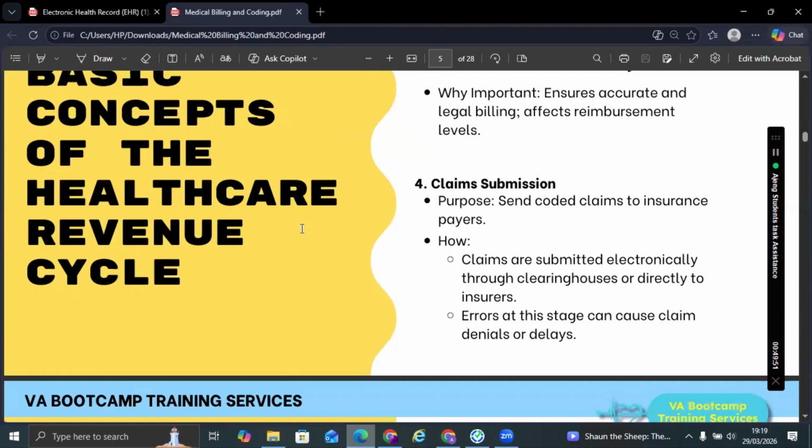Next, claim submission. The purpose is to send coded claims to insurance payers. And how? Firstly, claims are submitted electronically through clearinghouses or directly to the insurer. And then errors at this stage can cause claim denial or delay.